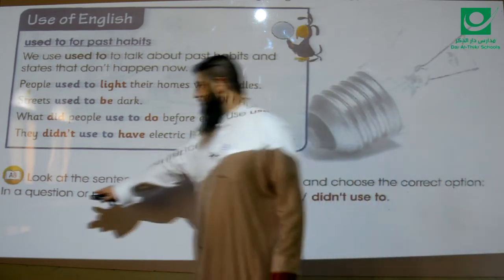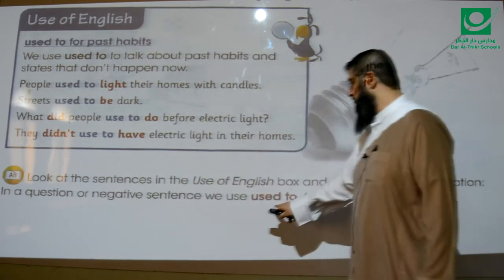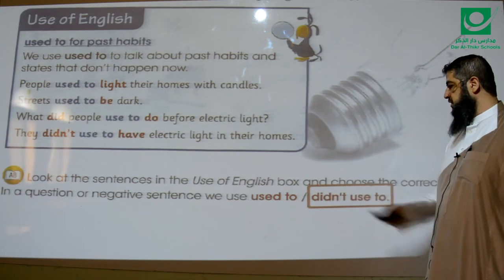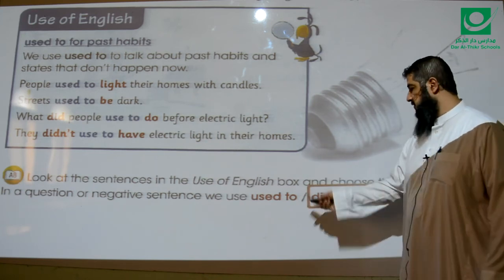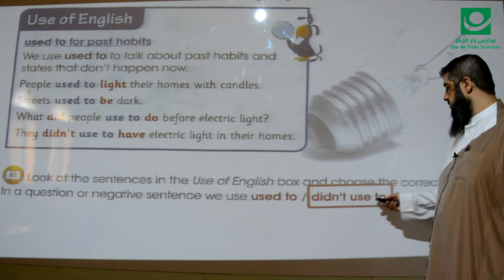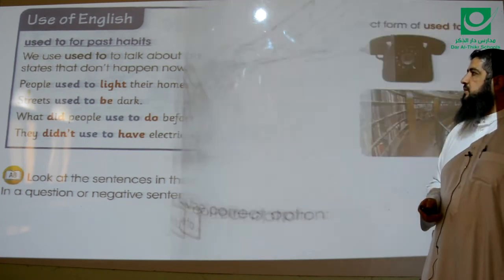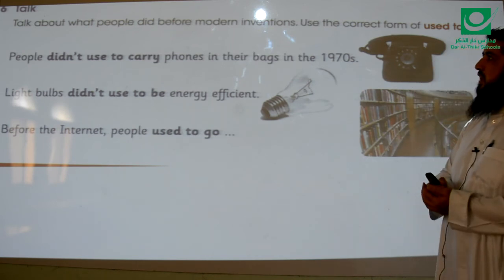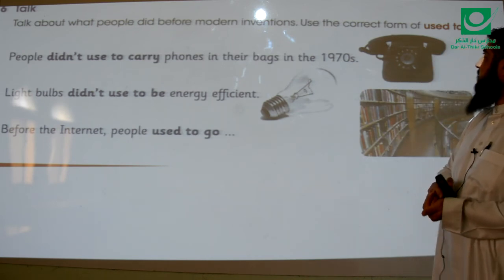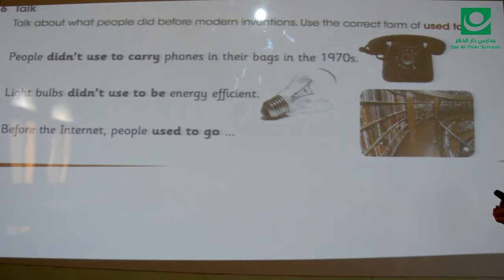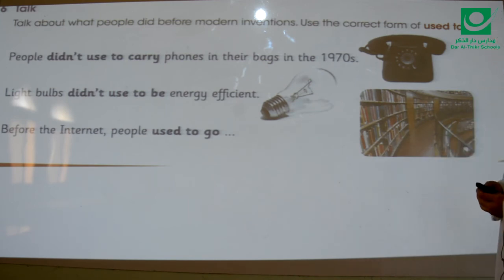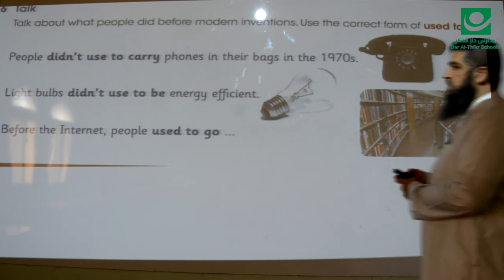Now here, look at the sentences, the use of English, and choose the correct option now. As I said to students, in a question or negative sentences, do we say used or didn't use to? Actually, this is the correct answer in negative. Okay, we say didn't use to. There's no D. Okay, students. Now, again, this is only to talk about what people did before modern inventions. Use the correct form of used to. People didn't use to carry phones in their bags in the 1970s. Light bulbs didn't use to be energy efficient.